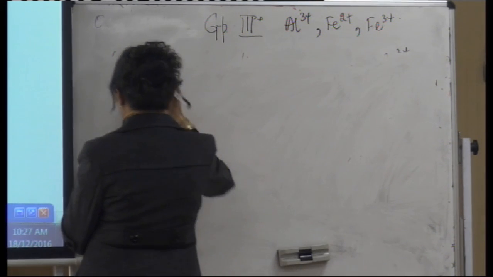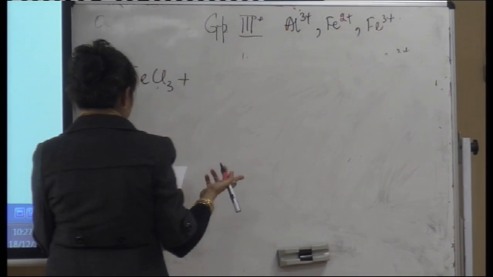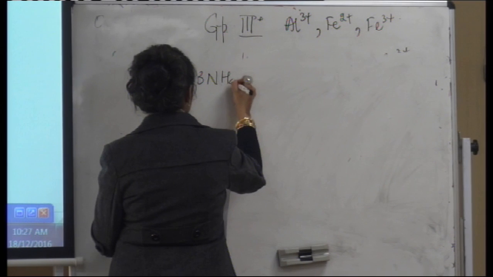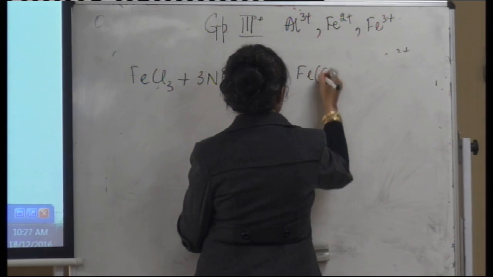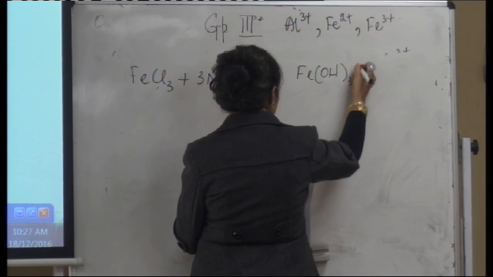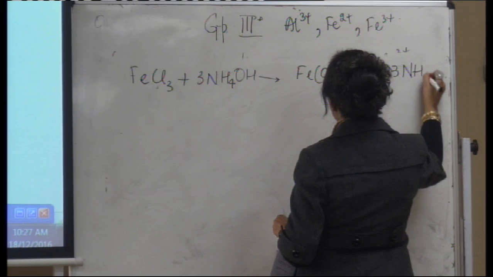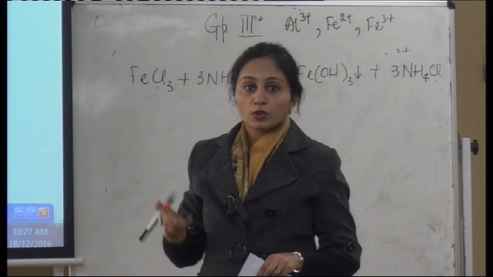In Fe3+, you have FeCl3, you add ammonium hydroxide to it directly, and you have the precipitate forming for Fe(OH)3. What will be the color of Fe(OH)3? Silence? Brown. Look into the colors.